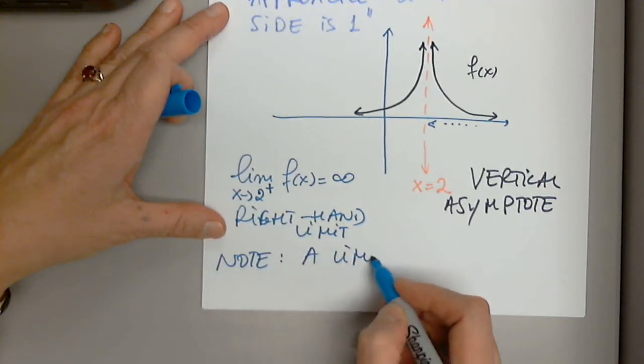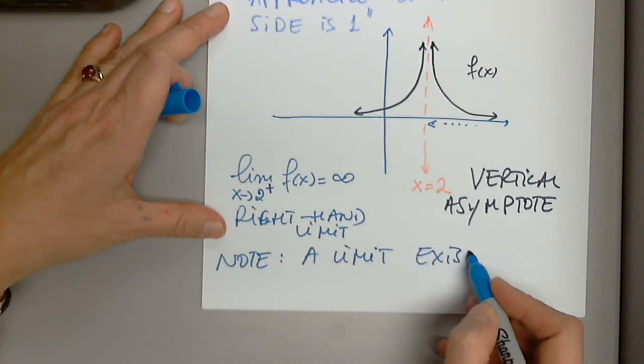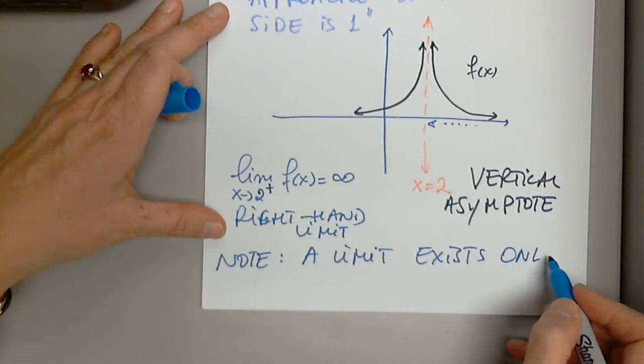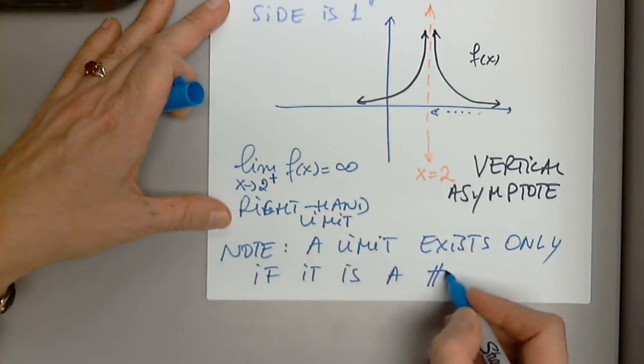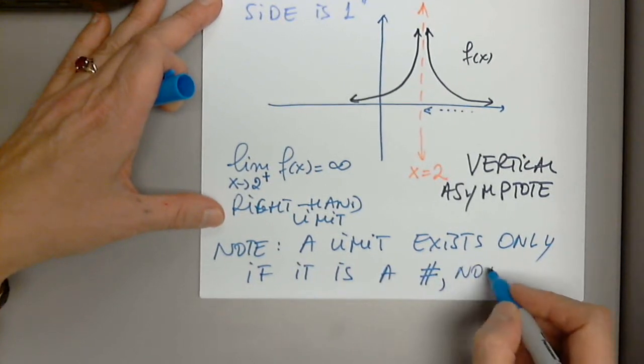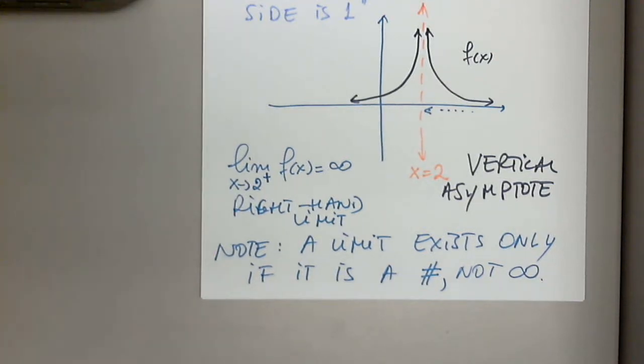Note, a limit exists only if it is a number, not infinity. Infinity is not a number, infinity is a symbol. So in this case, the limit does not exist, but I have to write infinity.